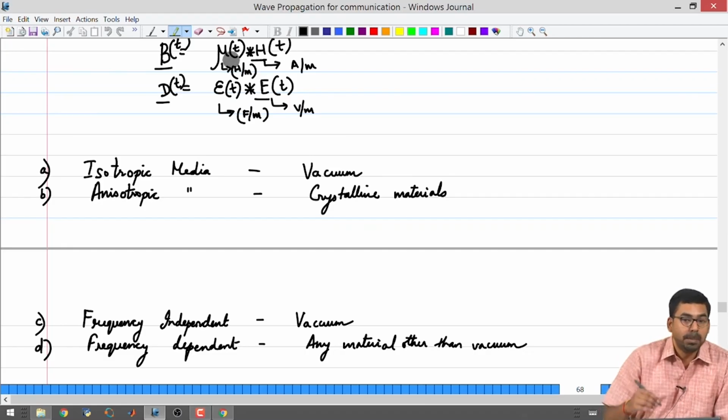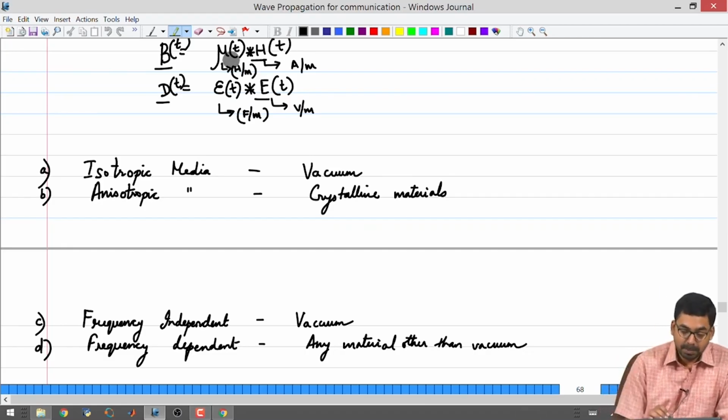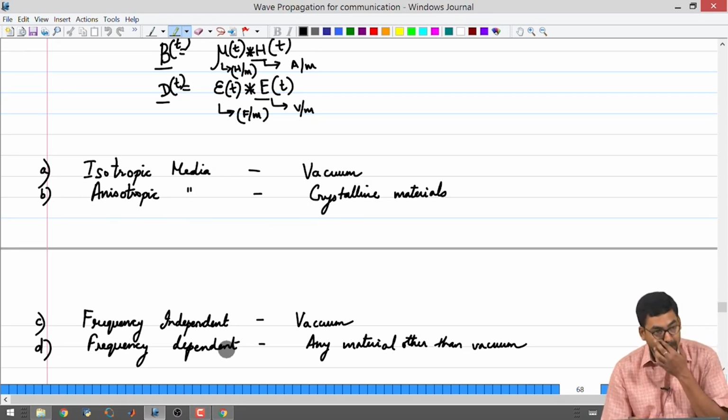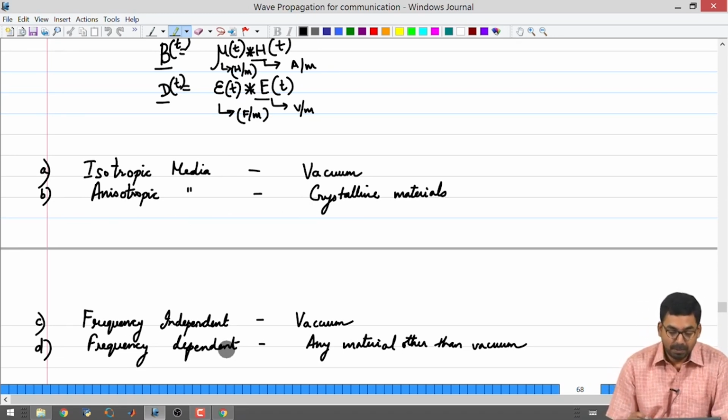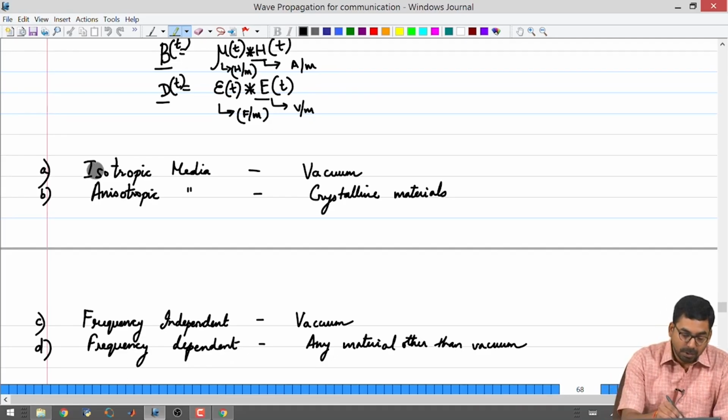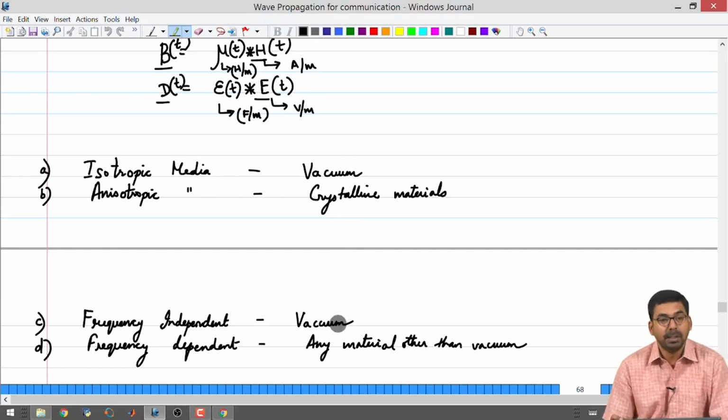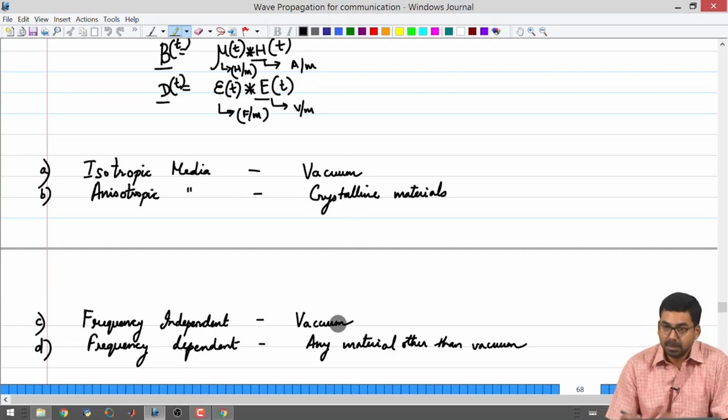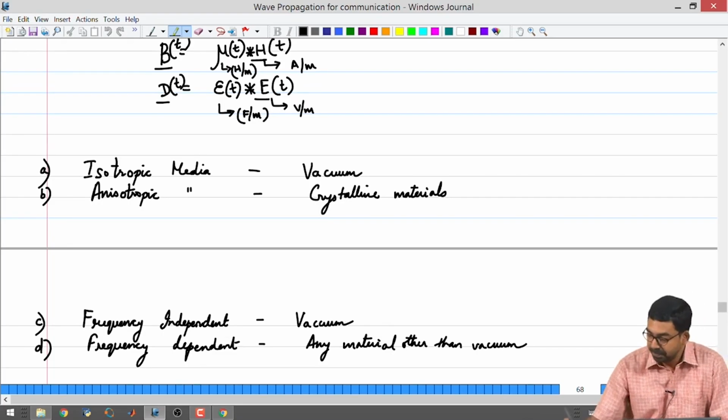dependence of epsilon and mu, but with respect to space you could have isotropic media, anisotropic media, and then frequency independent and frequency dependent. These are the broad categories of materials, and now we are assuming an isotropic medium that is frequency independent, and vacuum ticks both of these boxes. So it is safe to assume that vacuum is a material that we are considering for understanding most of the basics related to these equations.